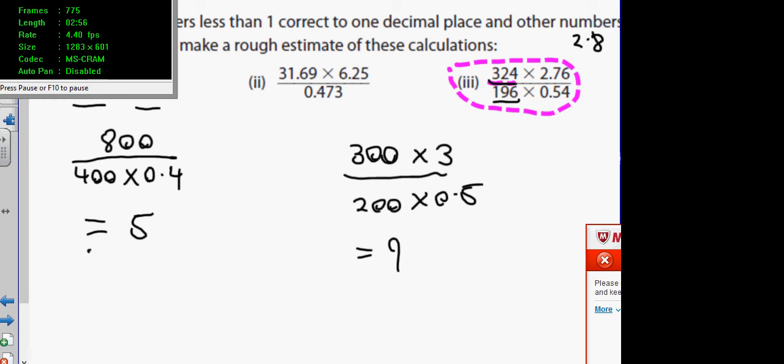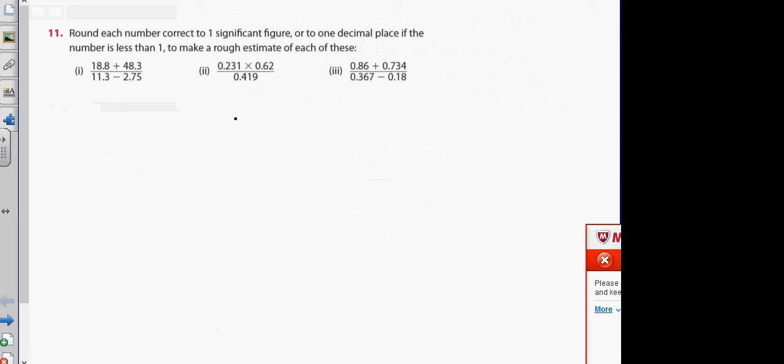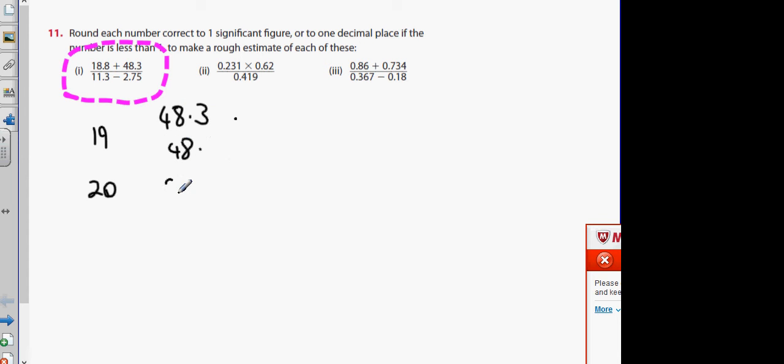Okay. In number 11, round each number correct to 1 significant figure or to 1 decimal place if the number is less than 1. Make a rough estimate of each in each case. Okay, so same sort of question. What we do for the first one is we do 18.8 changes into 1 significant figure, which would be 19, and then 1 significant figure would be 20, changes to 20. 48.3 would change into 48, but when it changes to 1 significant figure it changes to 50.